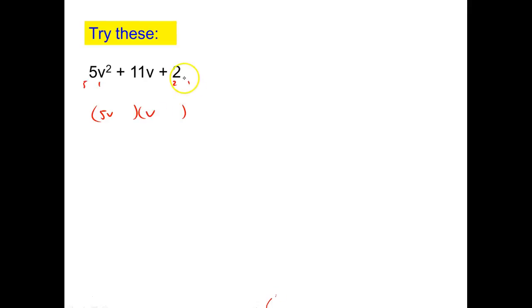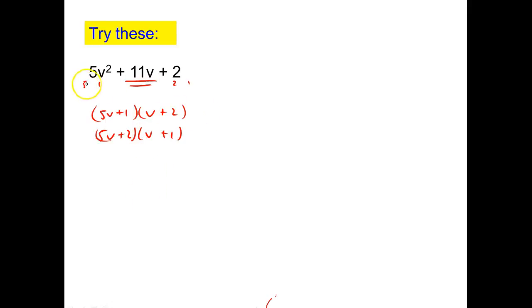The question becomes, how am I going to get 2 in the back? Well, it has to be 2 and 1, but I'm going to combine to get me 11. Well, there's a couple possibilities. It could be 5v plus 1 and v plus 2, or it could be 5v plus 2 and v plus 1. The question is, which of these possibilities is going to get me 11 in the middle?